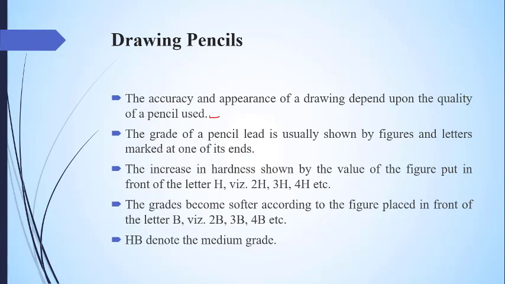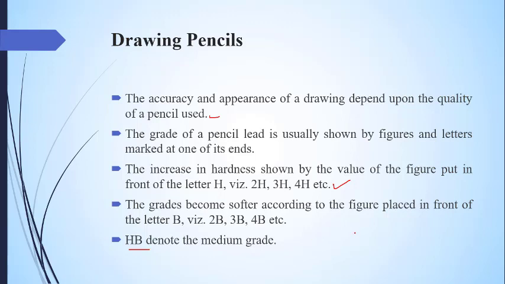The grade of a pencil lead is usually shown by figures and letters marked at one of its ends. Grades such as 1, 2, H, HB, B, etc. are shown on the pencils. The increase in hardness is shown by the value of the figure put in front of the letter H, for example 2H, 3H, 4H. It shows the hardness of a pencil, while the grades become softer according to the figure placed in front of the letter B, that is 2B, 3B, 4B, 5B, etc. It shows the softness of a pencil. However, in the middle, the HB pencil is placed.